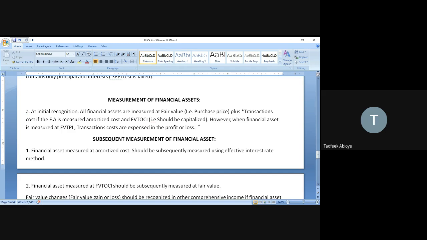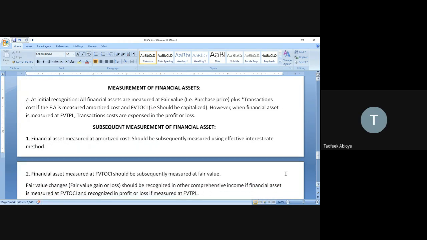On day one that we buy that financial asset, what do we do? We debit our financial assets, then we credit our bank because we paid money. We buy financial assets. So that is it. Now, subsequent measurement. What is subsequent measurement? At the end of year one.